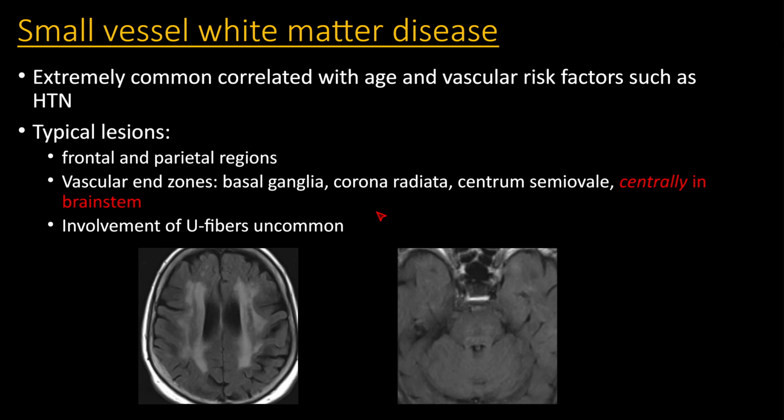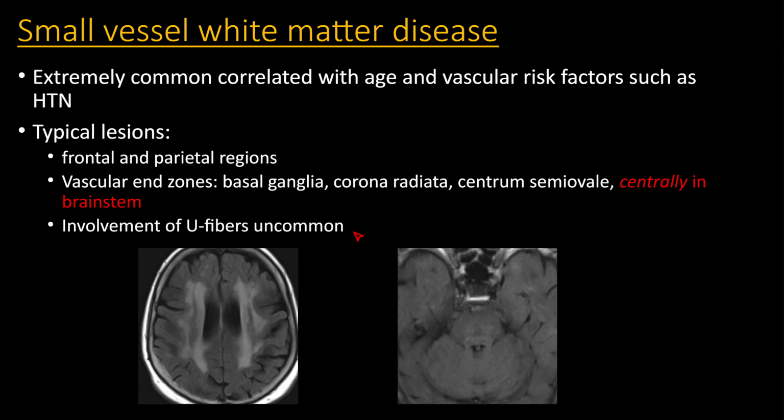So we'll start going over the etiology of white matter diseases, and probably the most common thing you'll see in any kind of practice is small vessel white matter disease. This is pretty much the white matter signal changes you're going to see as people get older, and you're going to see it almost universally as people get older. It's very common, obviously correlated with age and also vascular risk factors.